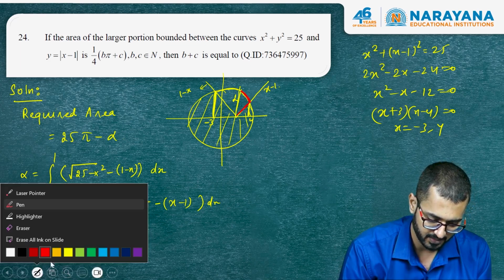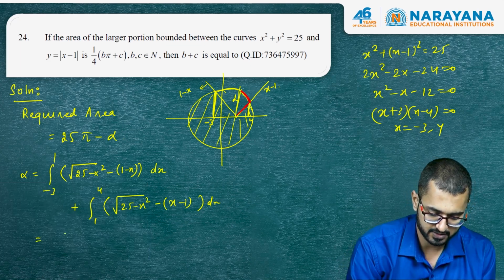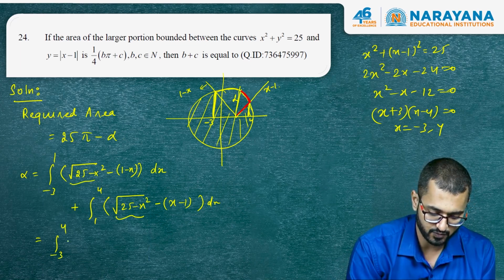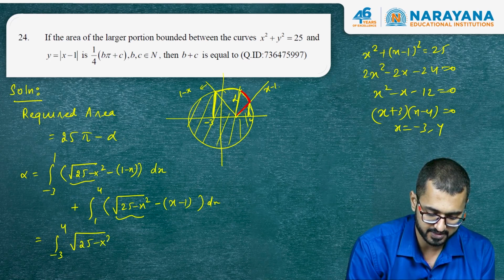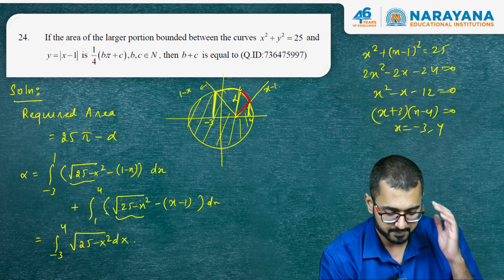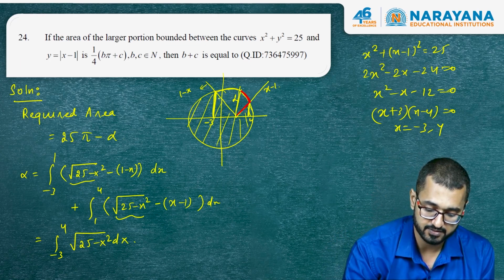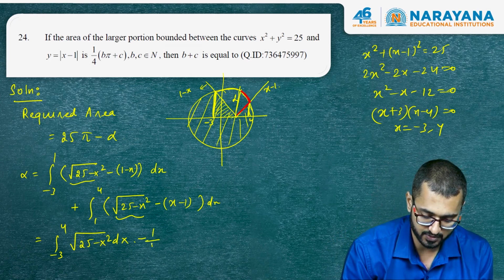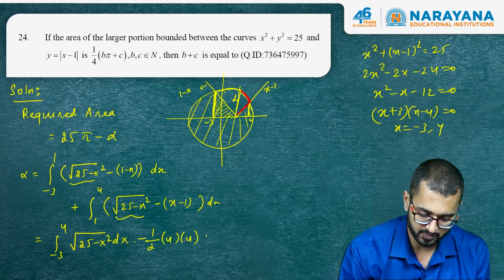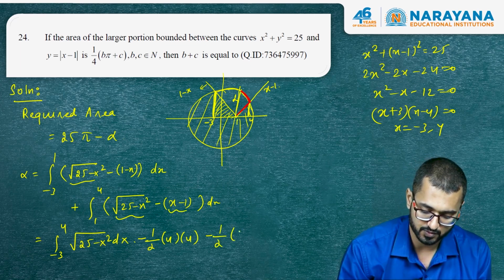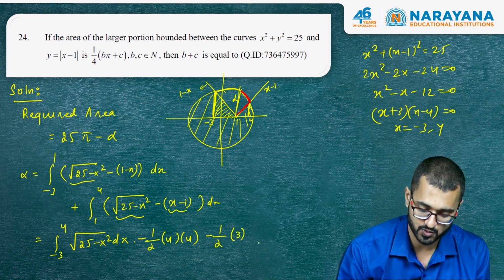So yes, now let us find out. This is basically adding these two because it's addition only. So from minus 3 to 4, it's going to be root of 25 minus x square dx. And then these two areas we have to find out. So minus 3 to 1, 1 minus x, we have to find this area. This we can do by half into base into height. And then also one more will come for this one. So half into base into height, this is 1 to 4, so base is 3 and height is 4 minus 1, also 3.